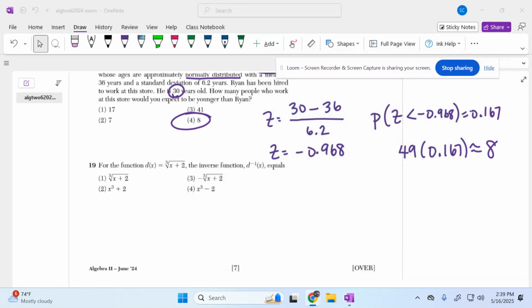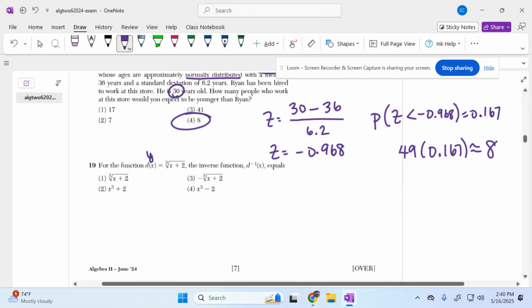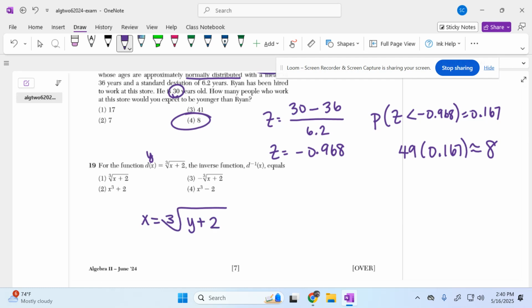So the next multiple choice question asks us about an inverse. Once we get the word inverse, we should think switching or swapping the x and y. D of x is kind of like where the y is. So if we switch the x and the y to make the algebra solvable, we don't want to put function notation in there, we get this expression. Notice it's not a choice because I need to solve for y. Well, to solve for y, I would cube both sides.